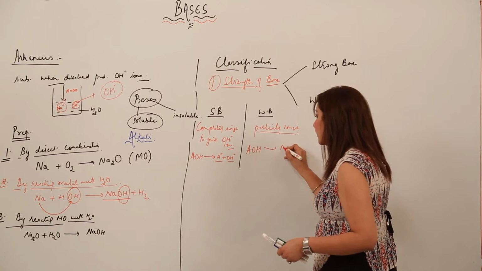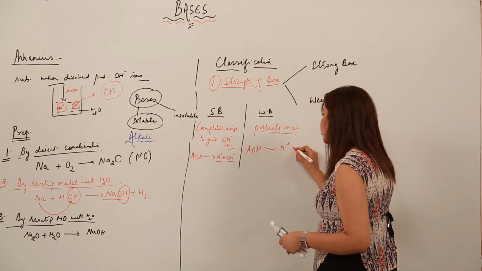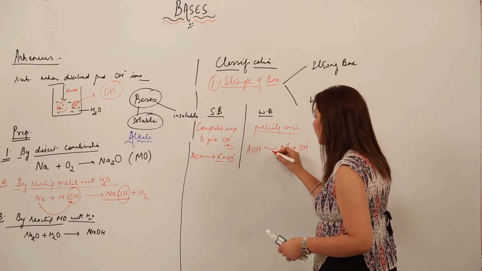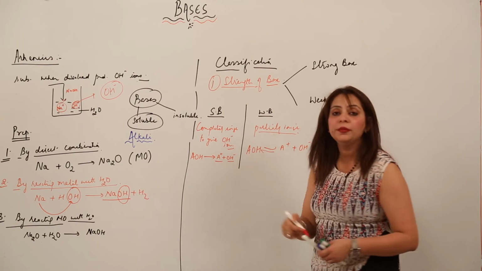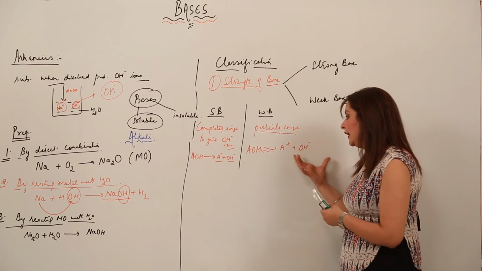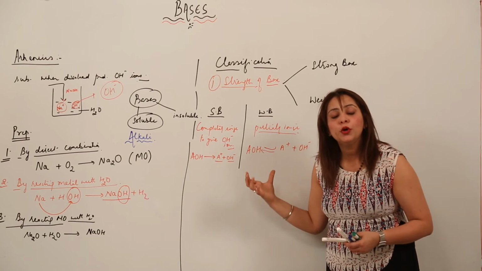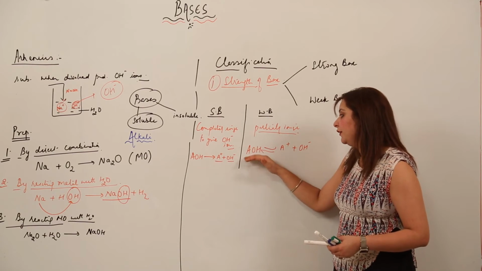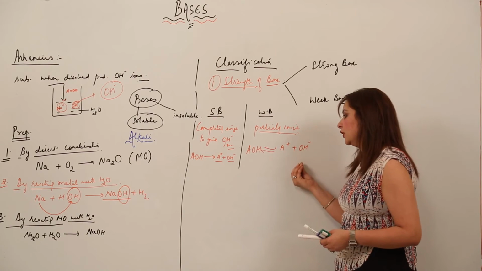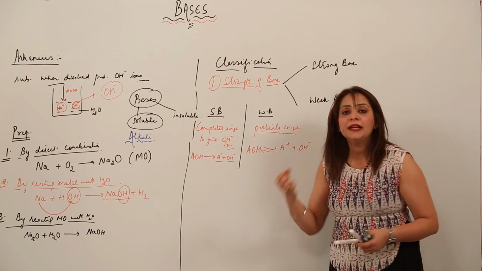So what are we going to get? It will just dissociate to form A positive and hydroxide ion, and these ions also have the ability to unite and form the AOH molecule. So there is an equilibrium between the ions and the unionized molecule. This is getting dissociated to form these ions, and at the same time they are also combining with each other to form the unionized molecule.